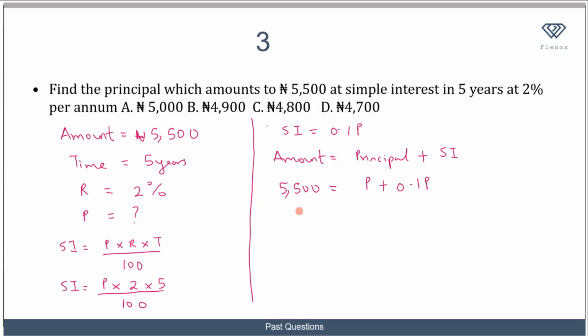So I know that 5,500 is equal to 1p plus 0.1p, which will be equal to 1.1p. So if I divide both sides by 1.1, I know that my p will be equal to 5,000. So my principal in this case is 5,000 naira, which is A.